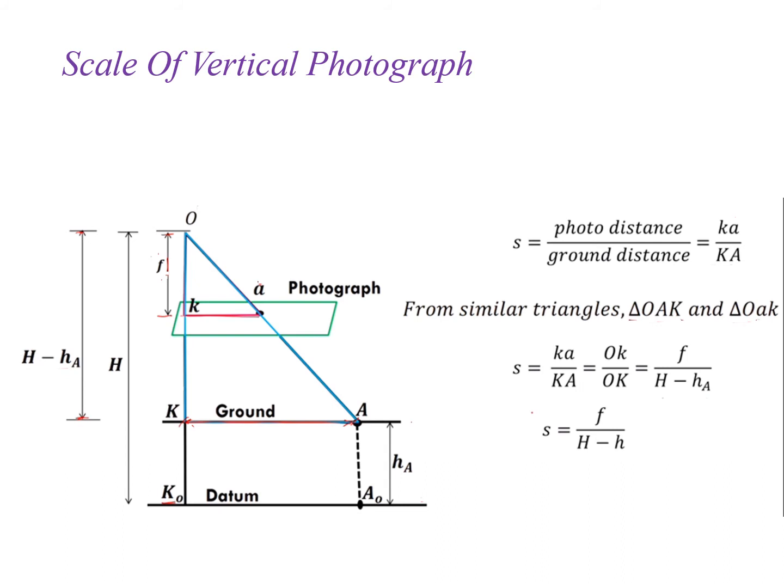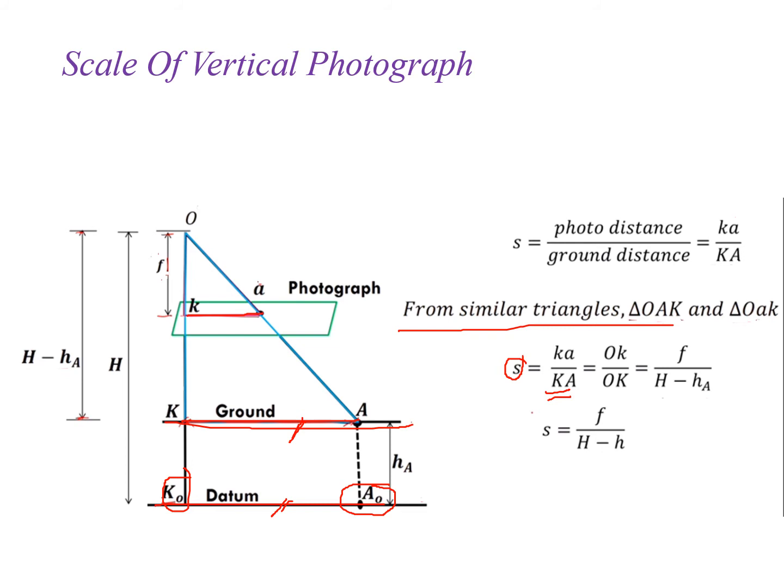Okay, again looking at that, using similar triangles, what is the scale of photographs? S is equal to small ka divided by capital KA. Now we are not going to apply K0 or A0, because this datum and this ground surface are both parallel. So whether you take K0 A0 or KA, it comes out to be the same. Therefore, instead of K0 A0 I have written KA.